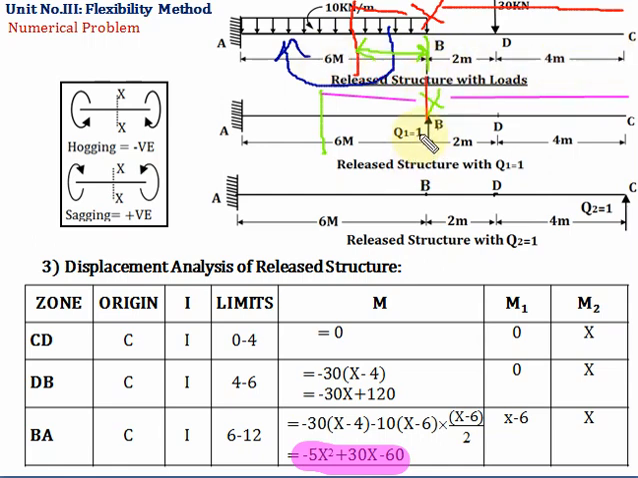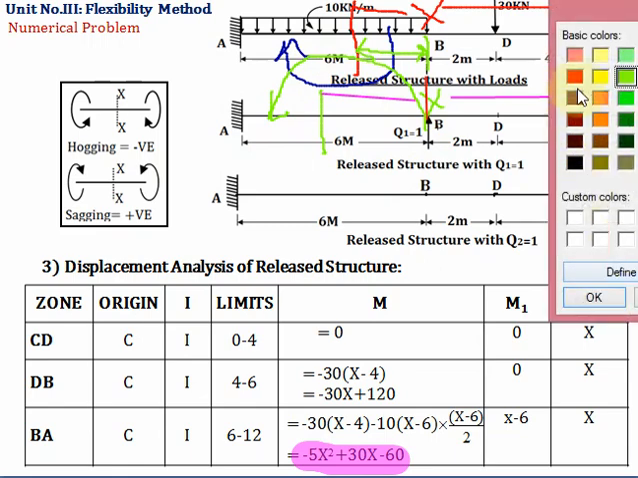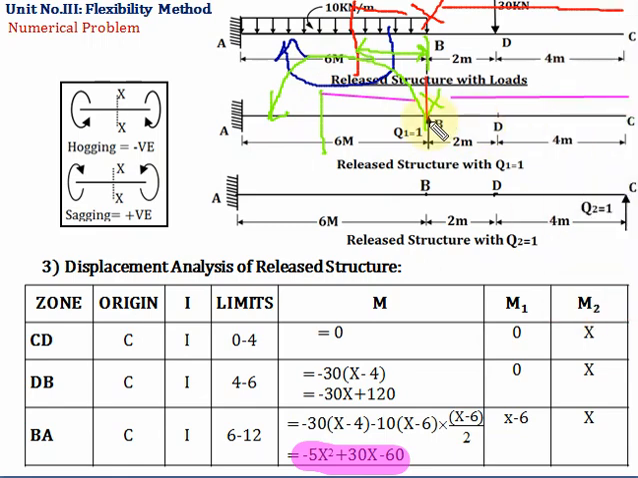here due to this the nature of bending moment will be like this. Okay, I will change the color. So the nature of bending moment will be like this. So the nature of bending moment will be sagging. Okay, so plus, and here you have to find out this distance. So this distance will be nothing but x, this is x, minus this distance, that is 6. So x minus 6. So as the nature of bending moment is sagging, plus.